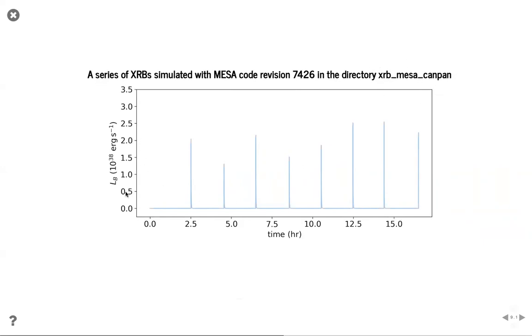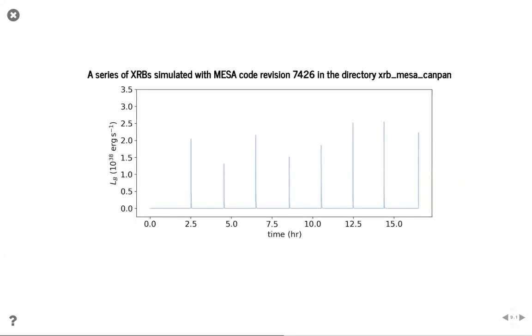And what's shown on this plot is the luminosity of X-ray bursts measured in units of 10 to the 38 erg per second. As was seen in the previous slides, typical luminosities are of order 10 to the 38, so when we normalize by this value, we get luminosity in these units of order 1 as a function of time in hours. So you can see in this simulation, X-ray bursts occur approximately every 2.5 hours. Okay.